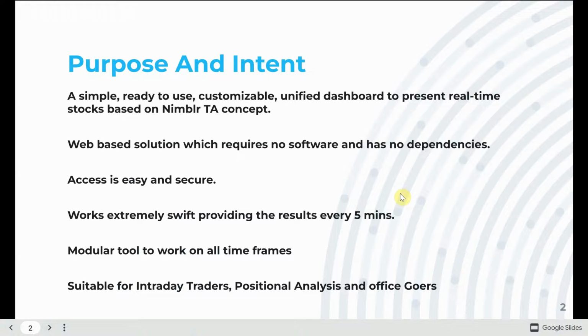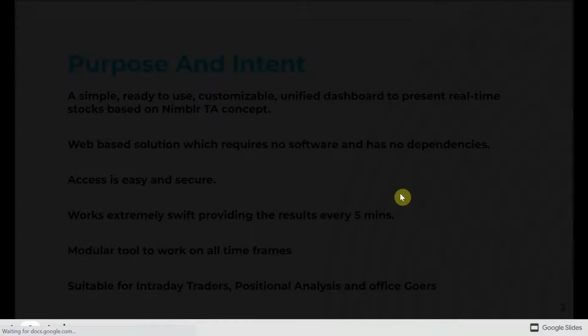So the purpose and the intent, to get started, is simple: a ready to use, customizable, unified dashboard which presents real-time stocks based on the NimblrTA concept. It's a web-based solution which is easy and secure. So you can access it via your mobile phone or your laptop or even your iPad devices. It's a modular tool, suitable for intraday traders, positional analysis, and for office goers who log into the system at mid session and then want to check what is actually happening on the market.